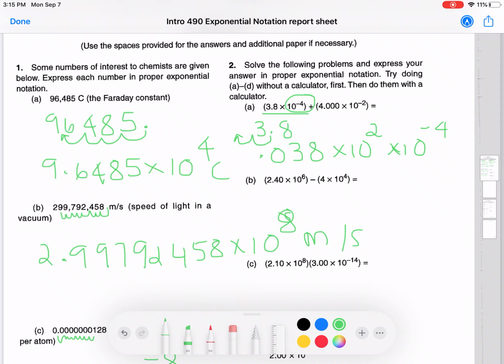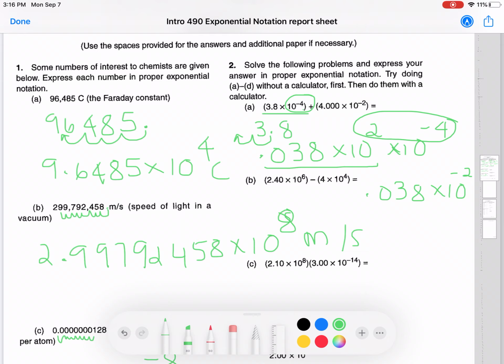And since I moved the decimal 2 times to the left, the exponent for that part is 10 to the power 2. But this 10 to the negative 4 is still there. So now I have two exponents, 10 to the 2, positive 2, and 10 to the negative 4. The result is then 0.038 into 10 to the negative 2, because when you are multiplying two exponents, basically you add them. So 2 plus negative 4 is negative 2.